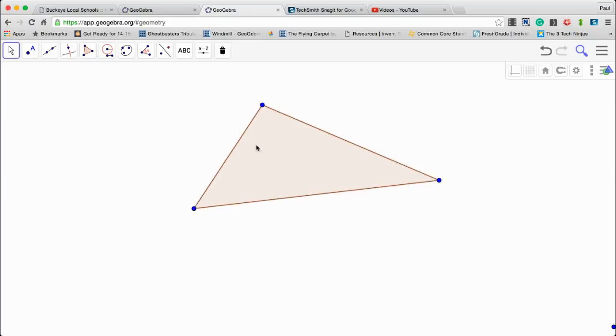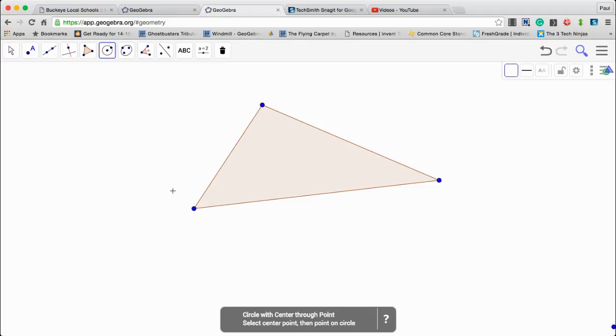A centroid is the center of mass, the pivot point. So we need to find the midpoint. Now, GeoGebra's got a tool for it, but we're doing this on paper. We don't have a tool clicky thing, but we do have a compass, and that will let us find a midpoint. So what we need to do is draw circles, amazingly enough.